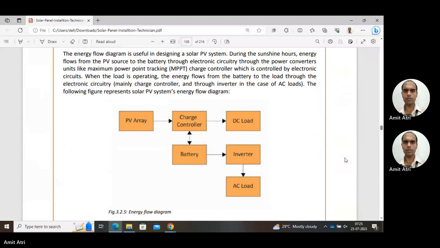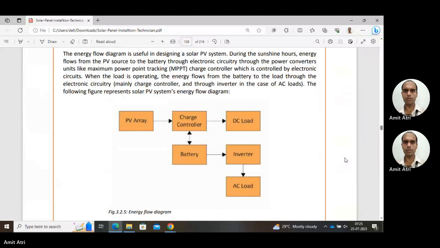Okay, so to extract the maximum power, we use the technique of maximum power point tracking. The charge controller is an electronic device. Inverter is also a power electronic device. The maximum power is extracted by using this charge controller, which can adjust the operating point on the power curve of the solar panel, which we have studied.